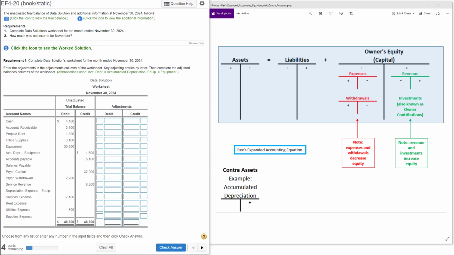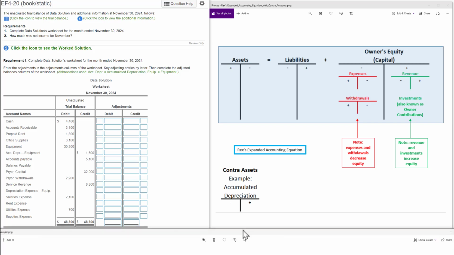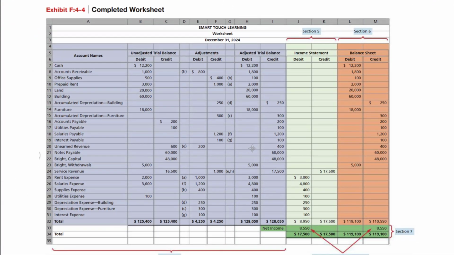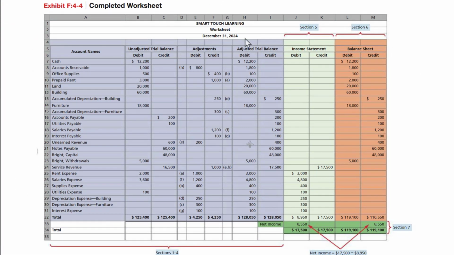Exercise 4-20, we're going to complete a worksheet. So let's review quickly from the chapter what a worksheet is. This is a completed worksheet for Smart Touch Learning, and the date that they created this is December 31st, so it's the end of the year, and they need to do their financial statements, but before they can do their financial statements, they need to update their accounts with adjustments in the adjustments columns.